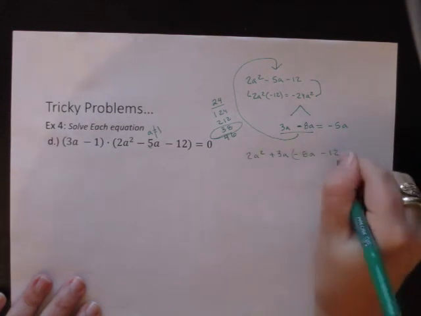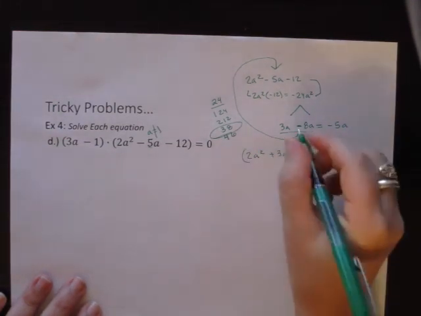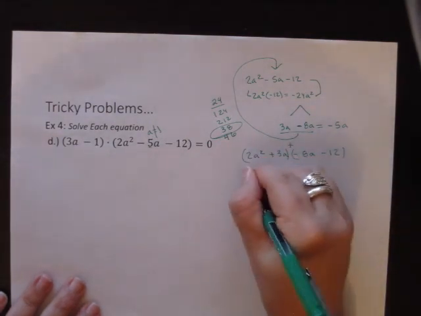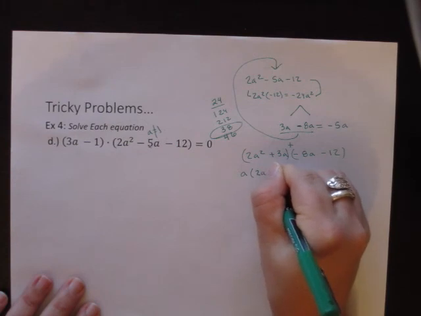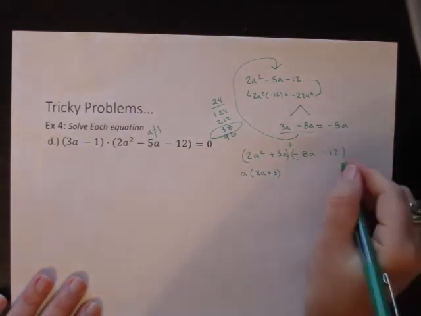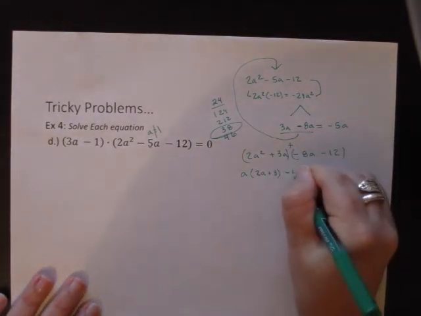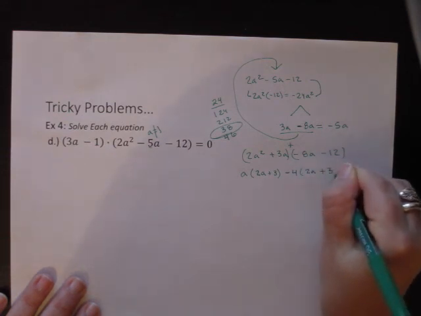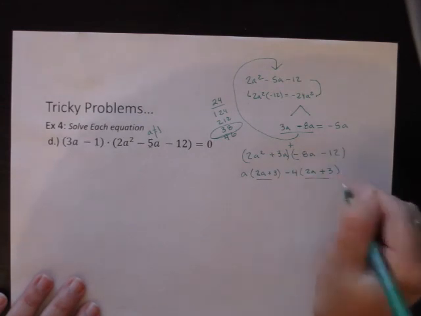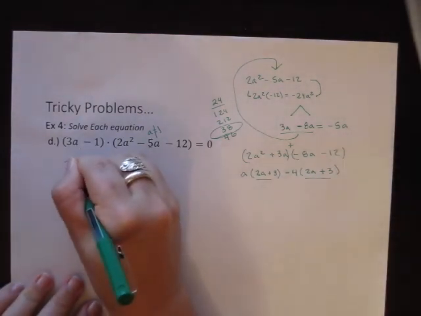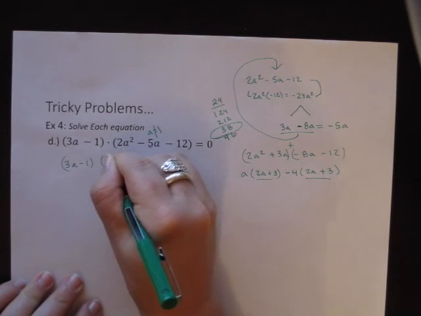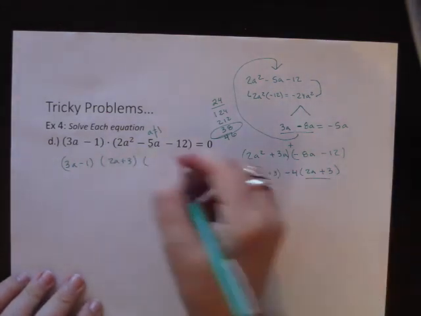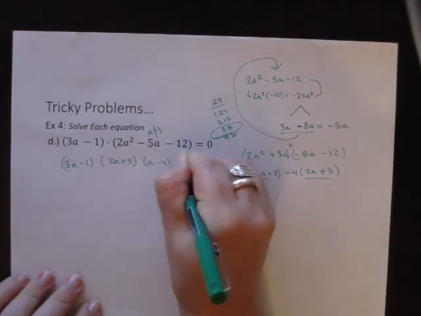I've got 4 terms, so I factor by grouping. What I can pull out on my first is just an a, so I'm left with 2a plus 3. What I can pull out of my second is a negative 4, and it will leave me with 2a plus 3. My binomials are the same, so I'm going to come back over here and I'm going to go 3a minus 1 times 2a plus 3, and then I'm going to write my leftovers, so I've got a minus 4.